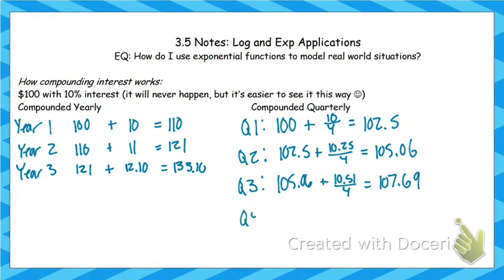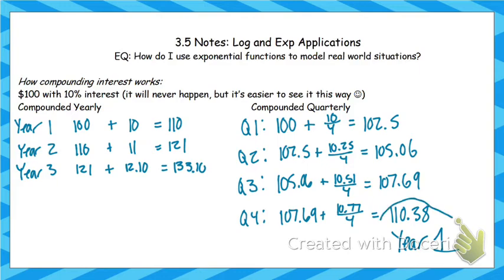Then we'll look at the end of the fourth quarter. At this point, we've accumulated $107.69. We get one quarter of interest, which is $10.77, only a quarter of it. Add that together and we get $110.38. Now, the end of the fourth quarter is the end of year one.